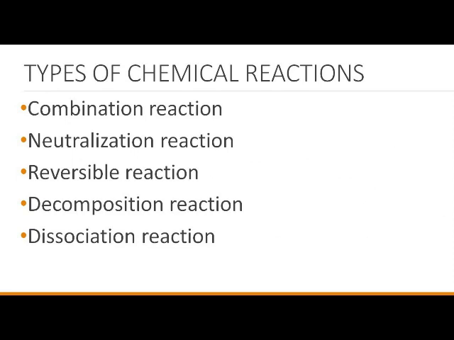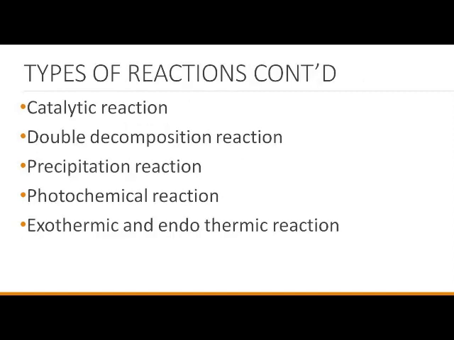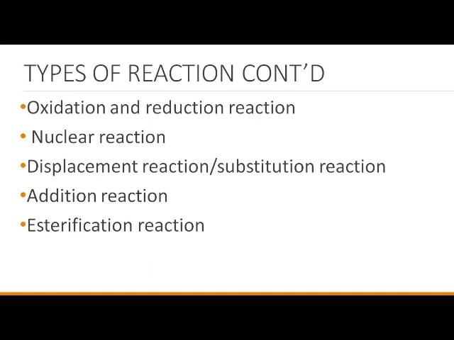Now, what are the various types of chemical reaction? In the list of the various types of chemical reaction, the first we have is combination reaction. First of all, I will list them before we begin to explain them one after the other. We have neutralization reaction, reversible reaction, decomposition reaction, dissociation reaction, catalytic reaction, double decomposition reaction, precipitation reaction, photochemical reaction, exothermic and endothermic reaction, oxidation-reduction reaction, in summary known as redox reaction.